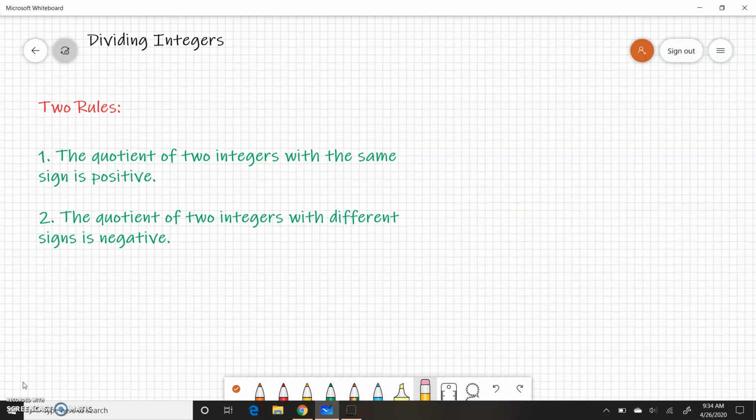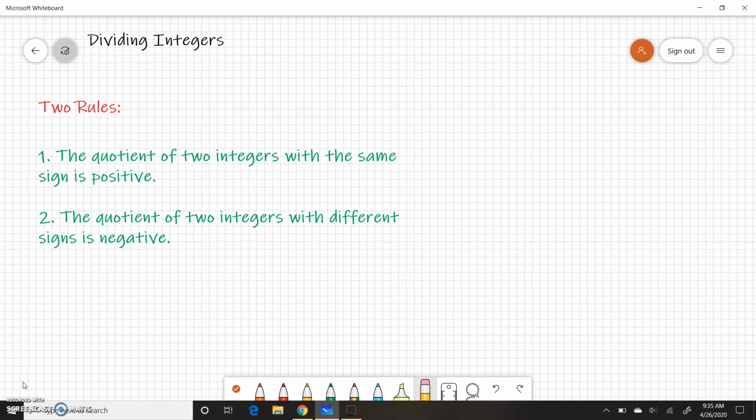Or you could have 16 divided by -4. One is positive, one's negative. Your answer is -4. So just like the multiplication rules, if you have two numbers, their signs are the same, it's positive. Two numbers, the signs are different, it's negative. So it'll look exactly like your multiplication work from last Thursday, I believe.